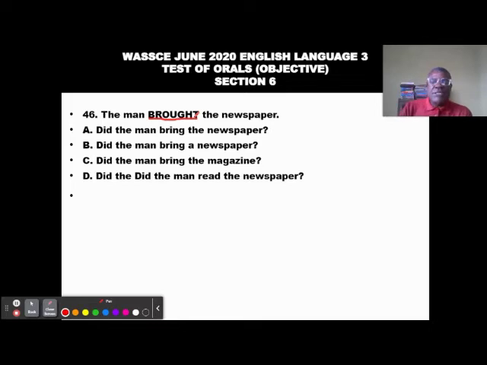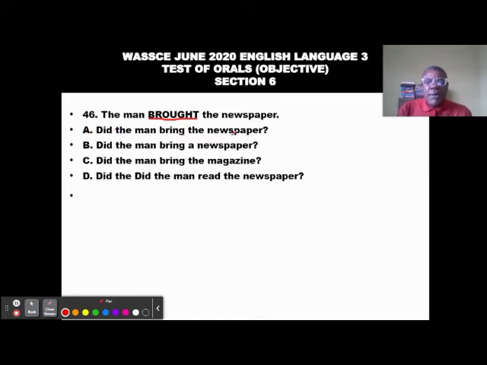And as I earlier mentioned, this word is meant to contrast with another word, which is probably the opposite idea, you know. The man brought the newspaper. The question is, what did the man do with the newspaper? Did he bring it, or did he send it, or something other than brought is what is needed. Let's go through the questions.